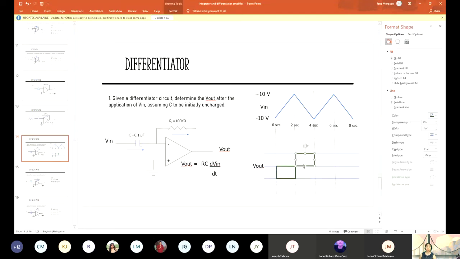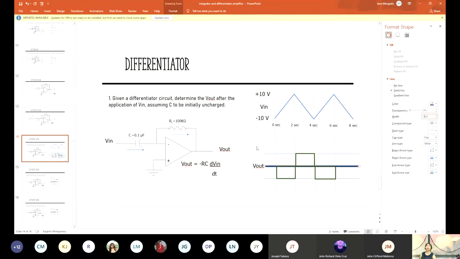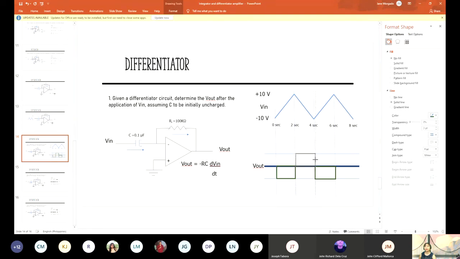Okay, so mangyayari nga, hindi pa rin pantay, no? Okay, kapalan na natin to. Ayan, so we have a square waveform. Tama ba?